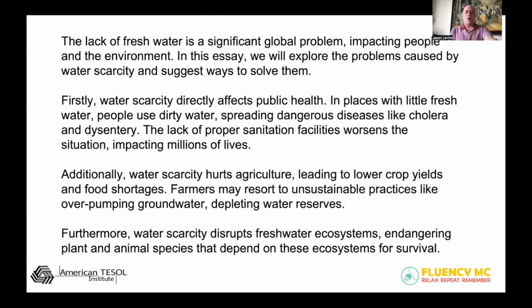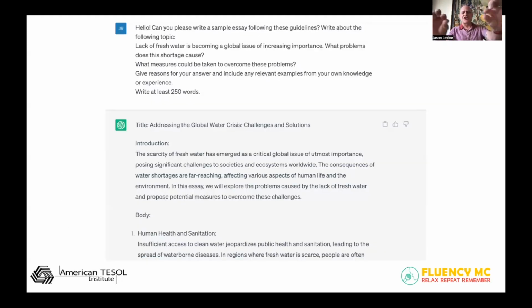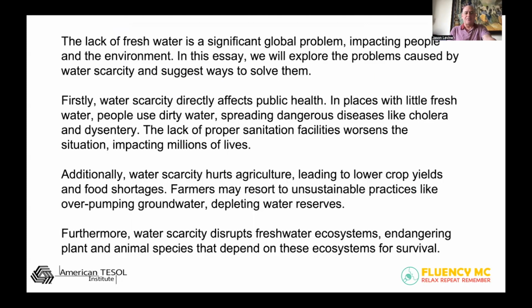And I got this. Oh, also, I told it to take out introduction, body, the numbers, right? So don't get discouraged if that happens. You just keep talking to it, keep playing with the prompt, adapting it. And this is what I got. Short body paragraphs. And look, firstly, additionally, furthermore, because I also told it, give me some very simple linking words, conjunctions.